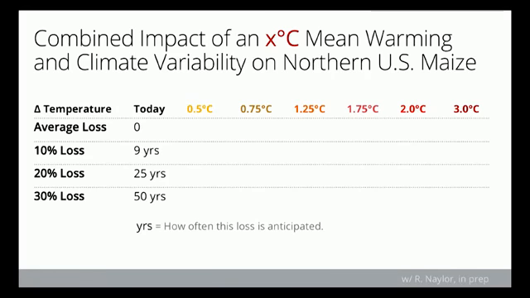And the answer is, well, I expect to see it every 9 years or so on average. The odds of seeing a 20% loss are every 25 years. The odds of seeing a 30% loss are every 50 years. It's every 2 human generations. So you don't worry about temperature today, right? The volatility due to precipitation is much bigger than temperature.